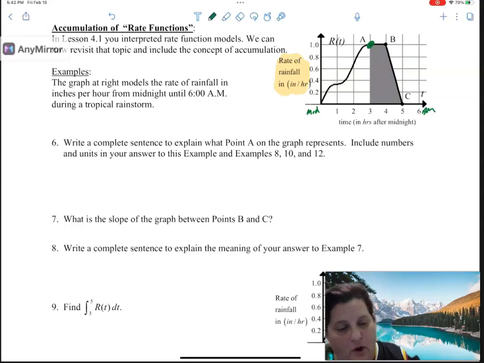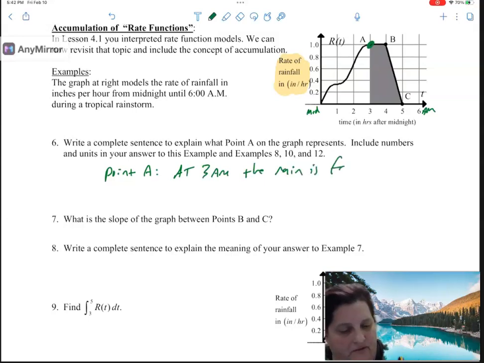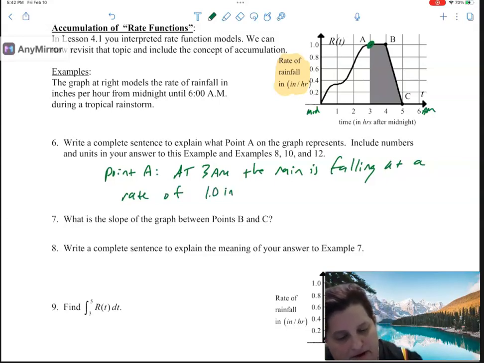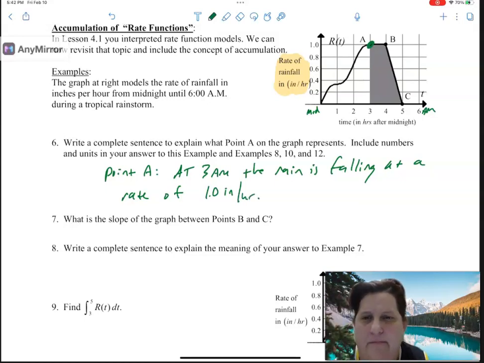So what does that tell me? Well, point A says at 3 a.m., the rain is falling at a rate of, look at here, 1.0 inches per hour. Okay? At 3 a.m., the rain's falling at a rate of 1.0 inches per hour.